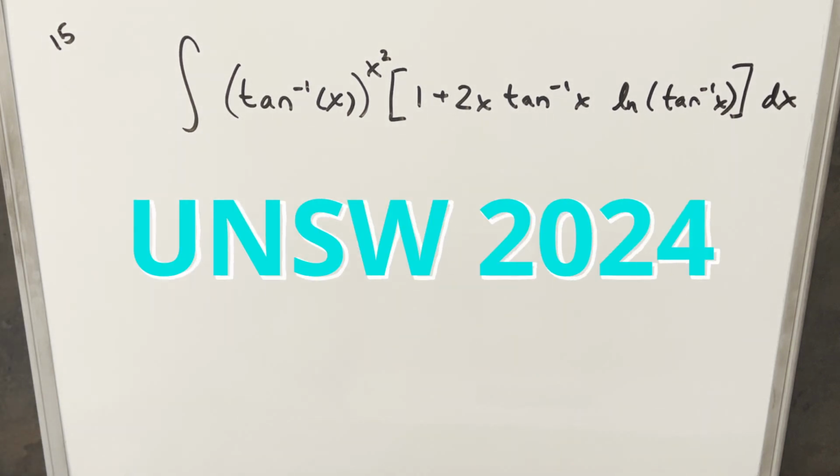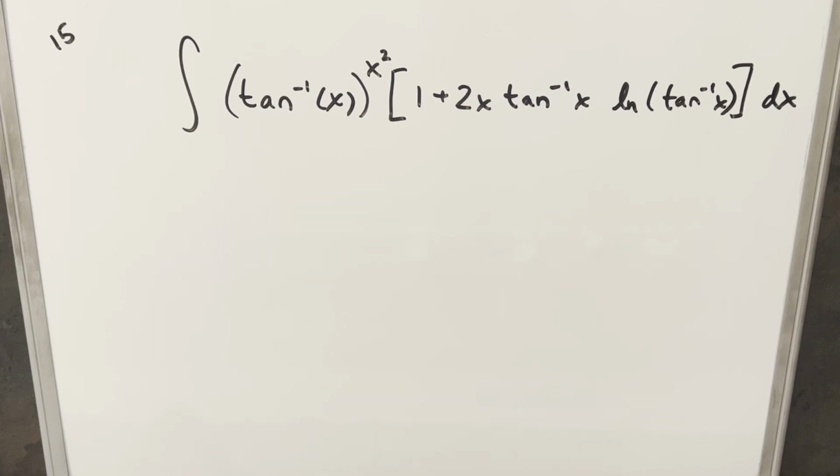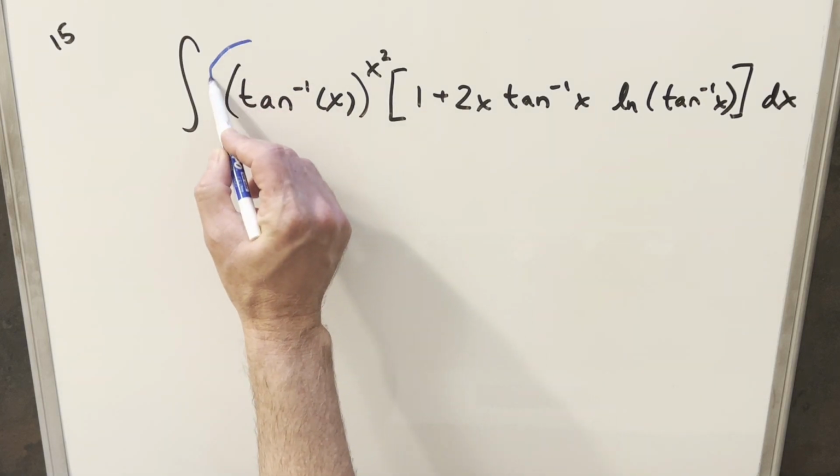Okay, have you ever seen a crazy looking integral from the UNSW Integration Bee 2024, problem 15? We have the integral of arctan of x to the x squared, times 1 plus 2x arctan x natural log arctan x dx. To get started, at first this looks really impossible, and particularly the troubling part maybe is this first term.